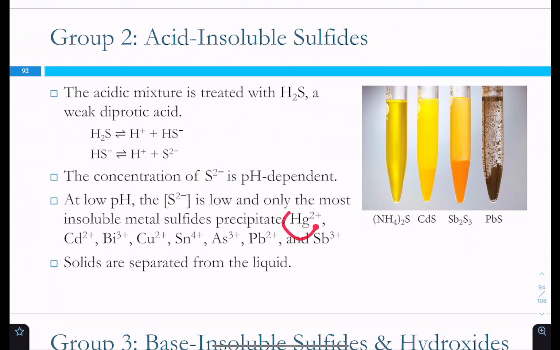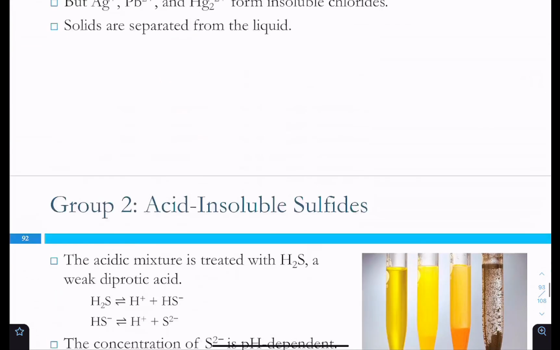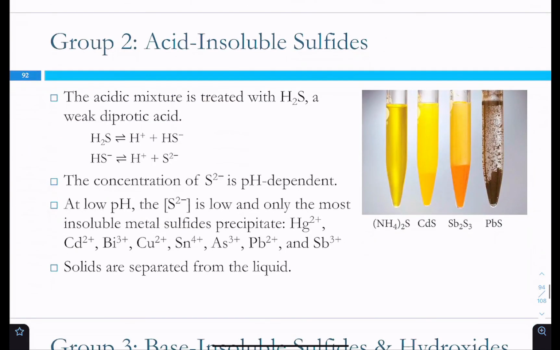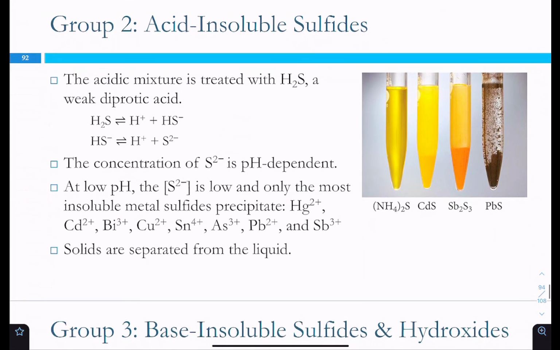So mercury 2, before we had mercury, it's actually mercury 1 plus. I should go back up to this, right? So this is mercury, there's 2 mercuries, each of them has a 1 plus. It's a weird one. So here's straight up mercury 2, cadmium, bismuth, copper, tin, arsenic, lead, and antimony. So those can all be separated with this sulfide at a low pH.